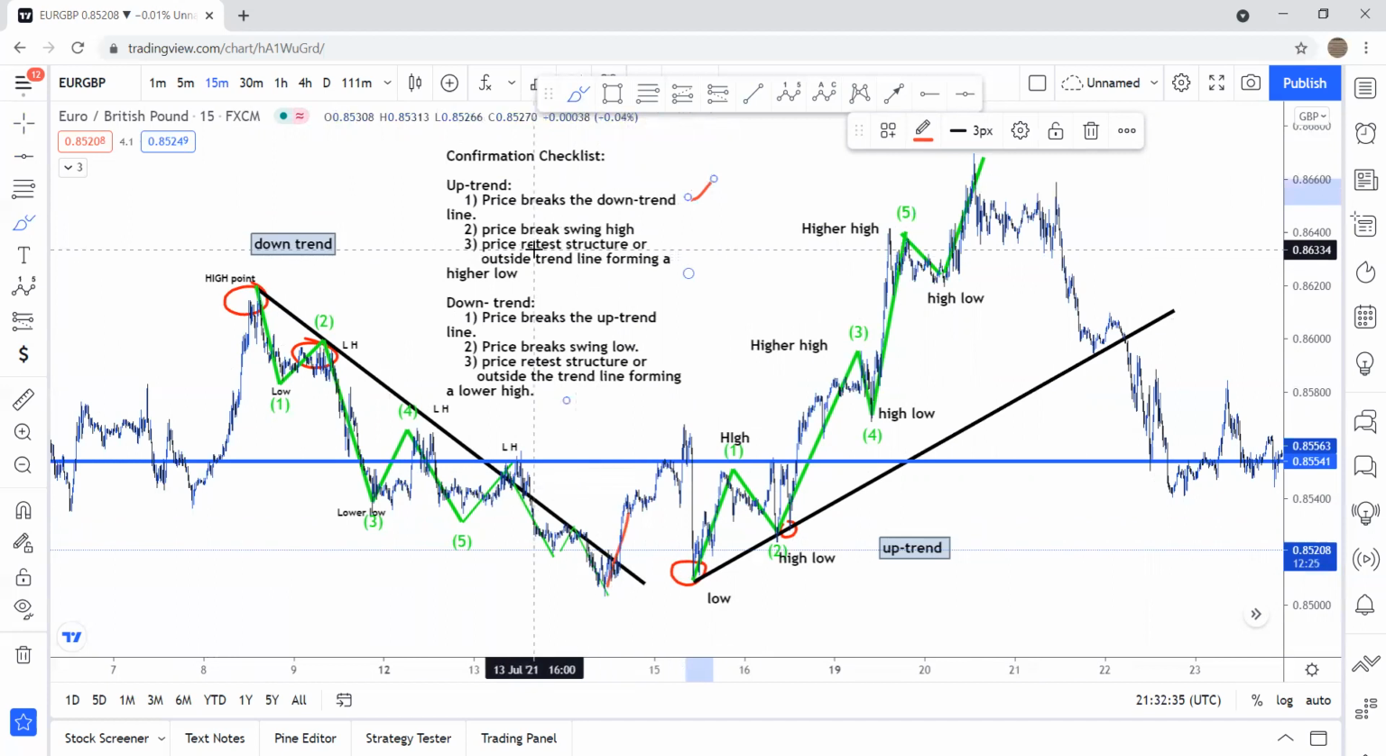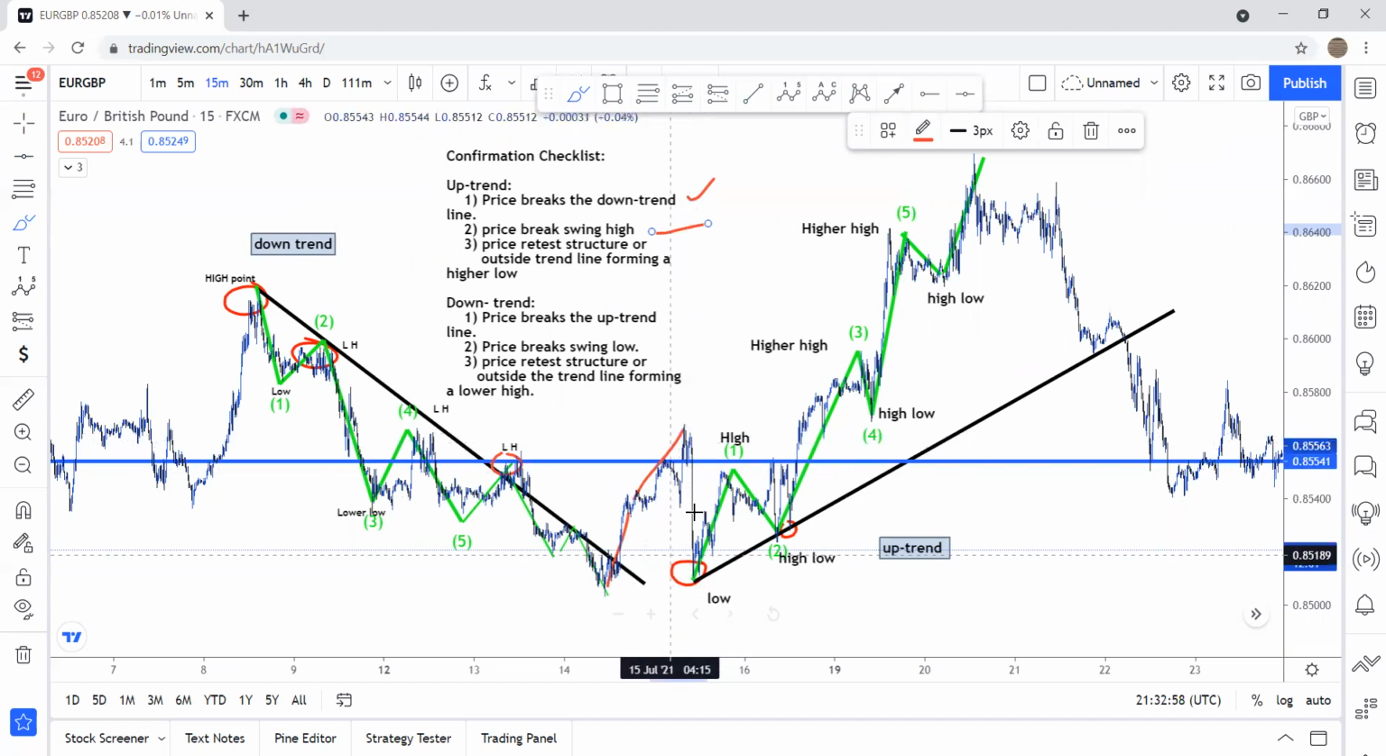Step two, price breaks the swing high. We established that this area is a swing high, right? From coming down to the downtrend. This was that swing high. So price has to break it over here. That happened, right?